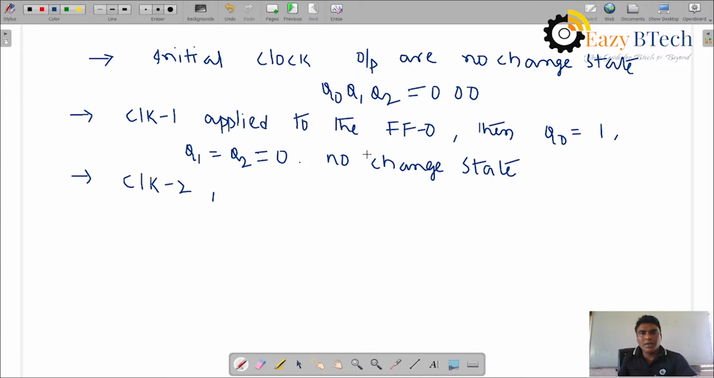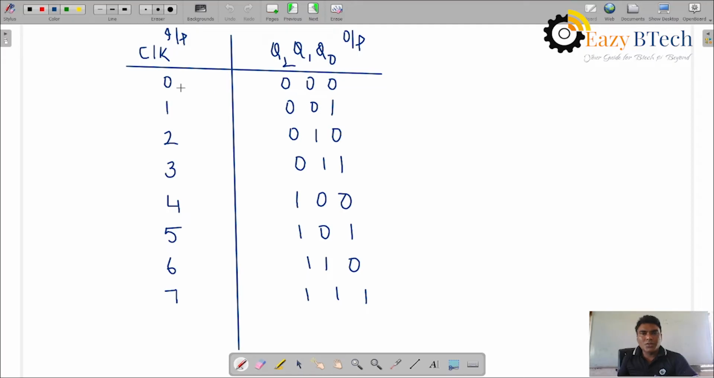So clock 2 is applied. What happens here? At clock 0, there is no change state; Q0, Q1, Q2 are in the same state. When clock 1 is applied, you can see the truth table, Q0 changes to 1, and the remaining Q1 and Q2 are in the no change state. When the second clock pulse is applied, what happens? Before going from 1 to 0, it is connected to the next flip flop as a clock, then it will be set to 1. The remaining Q2 will be in the no change state.